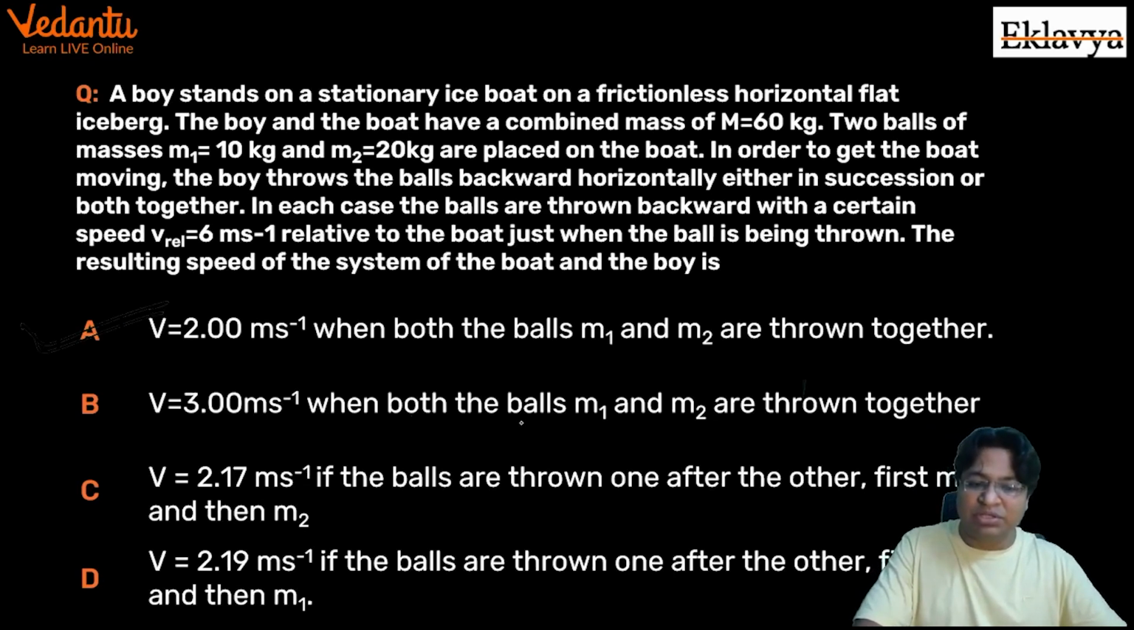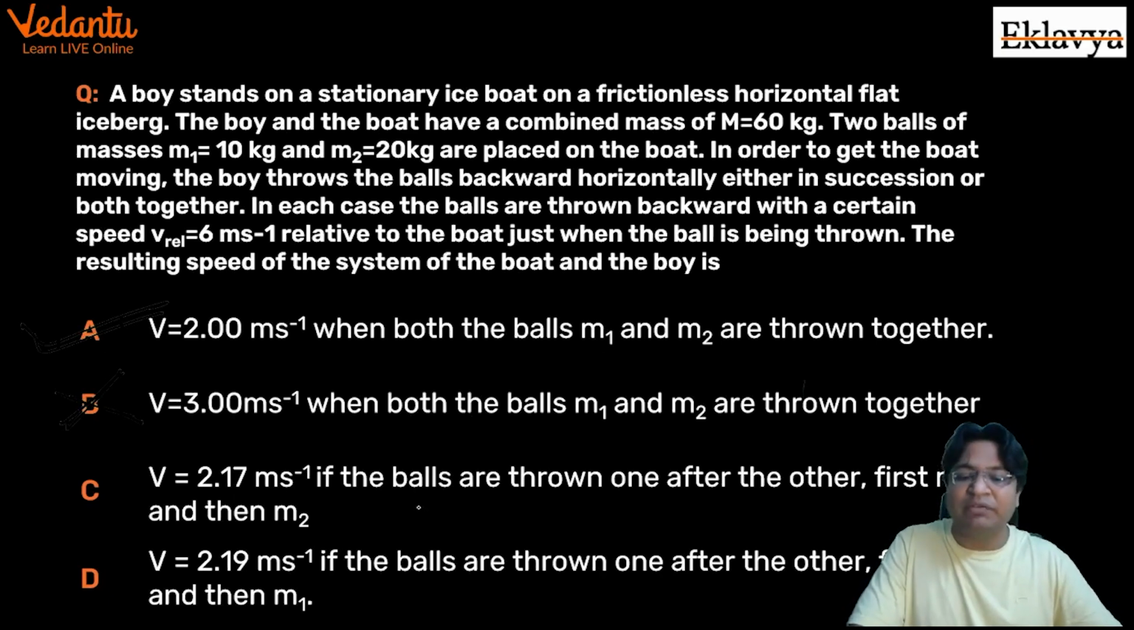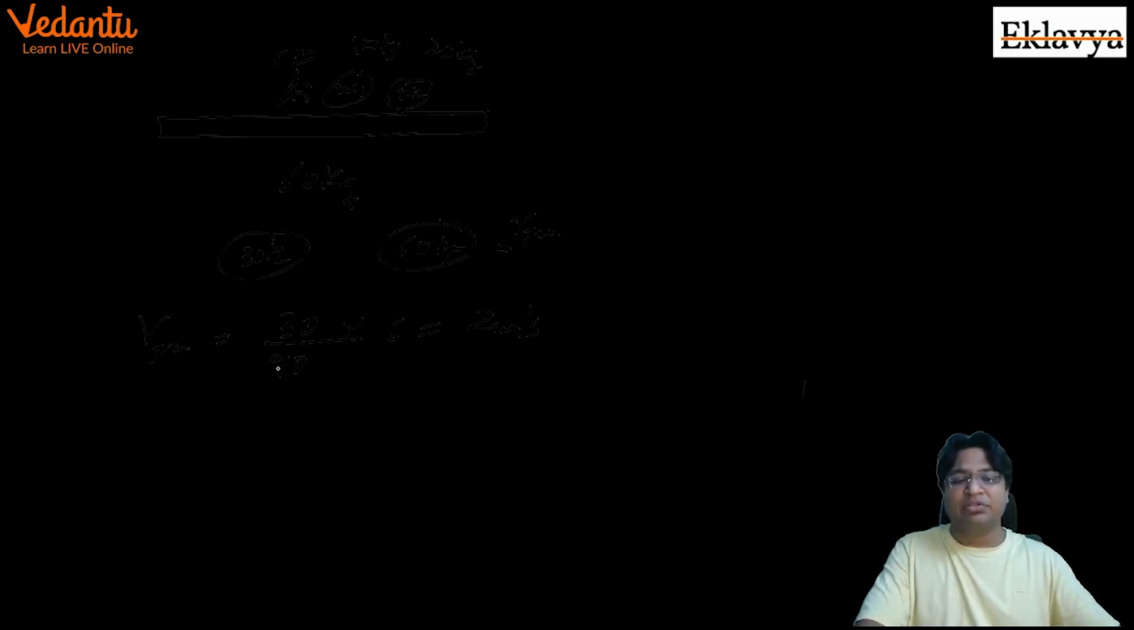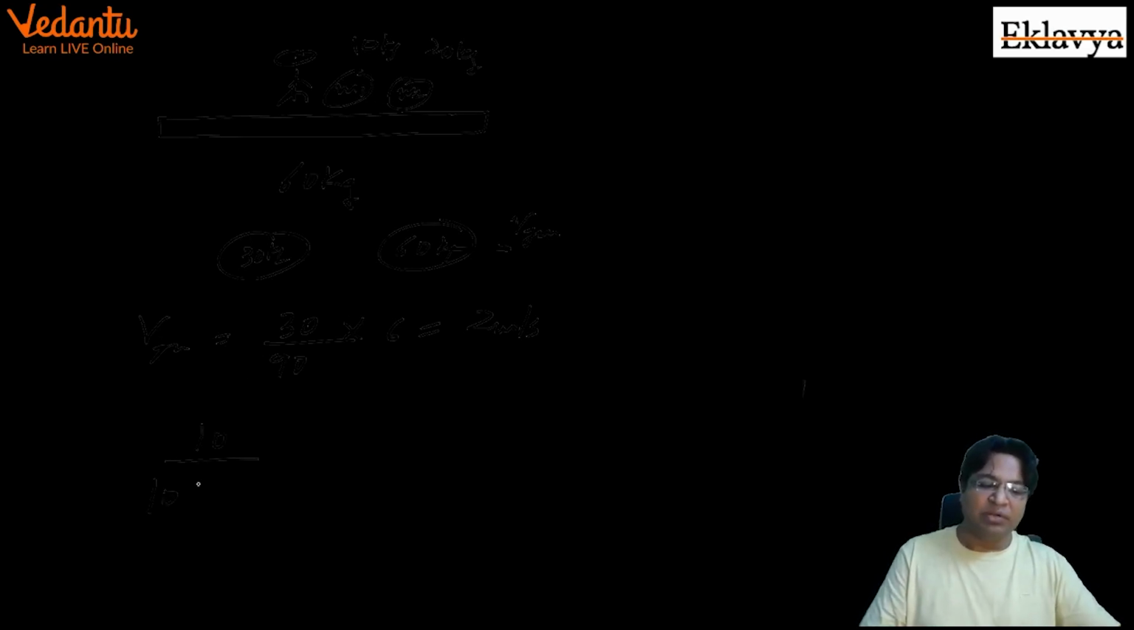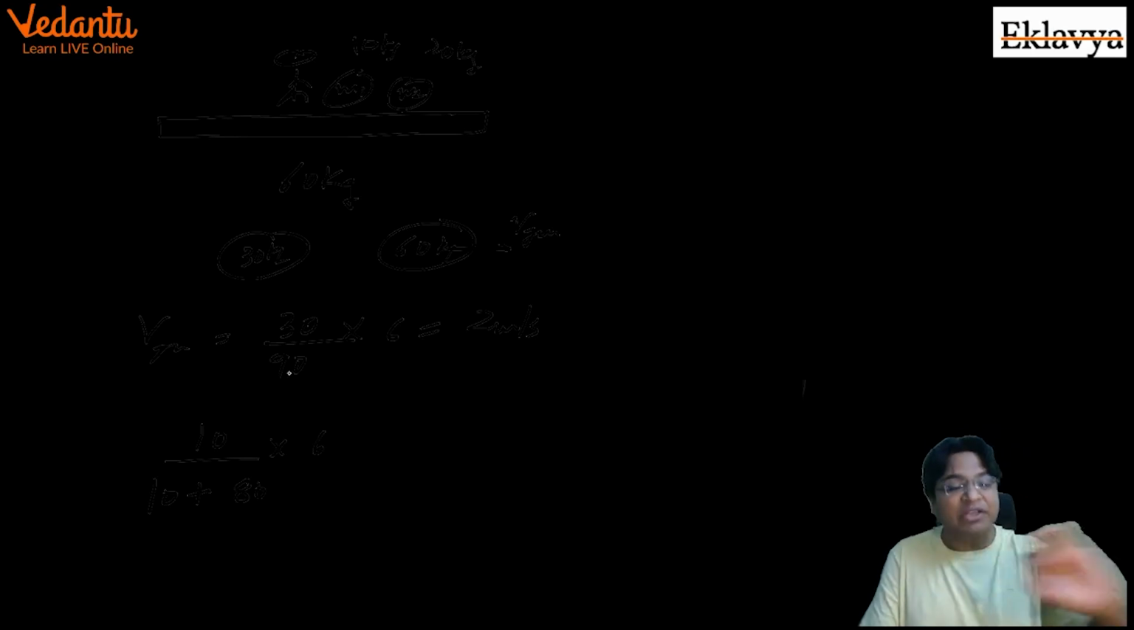When both the balls are thrown together, the other option is definitely incorrect because it contradicts option A. Now, when the balls are thrown one after the other, first M1. If we are throwing M1 first, then the mass of the bullet is 10 because M1 is the bullet now, and the total mass is the mass of the bullet plus the mass of the gun. The mass of the gun is now 80. Mind it, this 20 kg is still on the boat, so the mass of the gun is 80. So this into 6 is the speed that the boat will acquire after throwing M1.